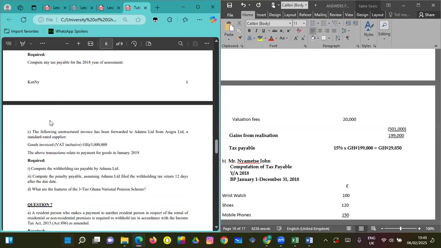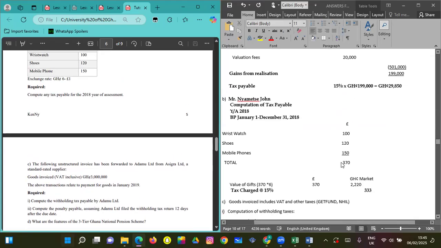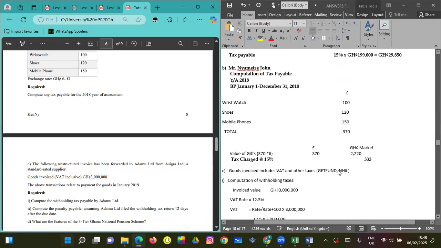Right. So now what we have to do is sum everything up. We get 370 euros, right? And multiply by the available rates, we get the market value in Ghana cedis. We find 15% on that amount. This is the amount of tax that we're supposed to pay. So we tell the GRA to register.